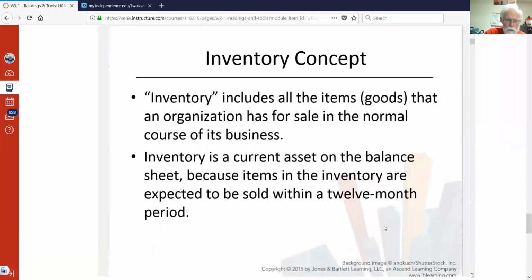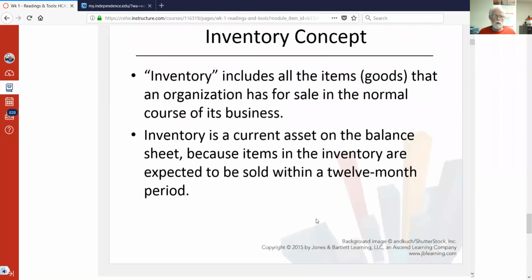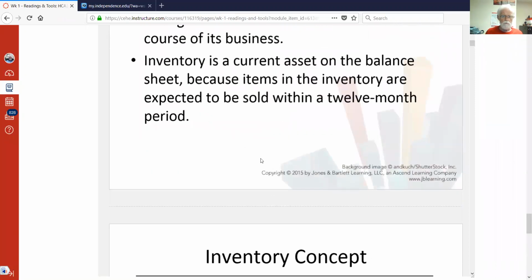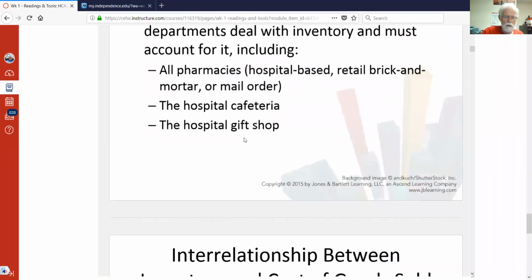So looking at the various tools, we have to look at inventory. Inventory is all of the stuff that you have for sale, whether you produce it or whether you buy it. It's a current asset on the balance sheet because the expected time for sale is 12 months, and we prefer it to be even faster than that because money sitting on our shelf is doing us no good. Various things that are there.